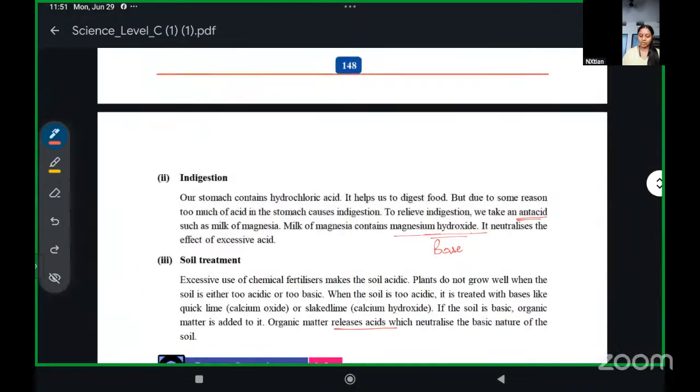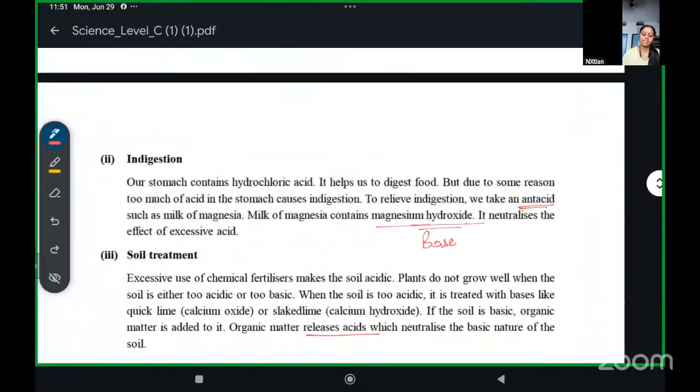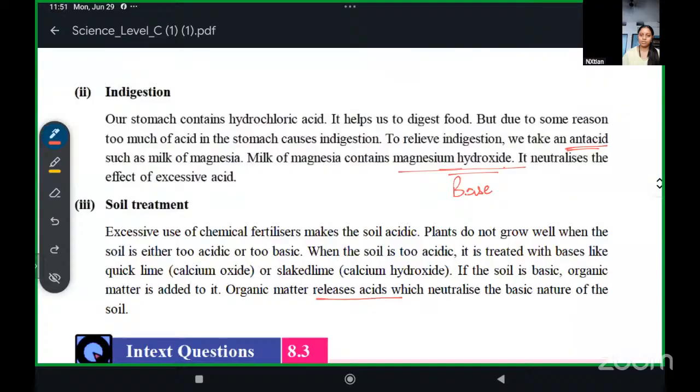Understood how neutralization works? Did you understand how neutralization works in real life? Any questions from this topic? Any doubts?